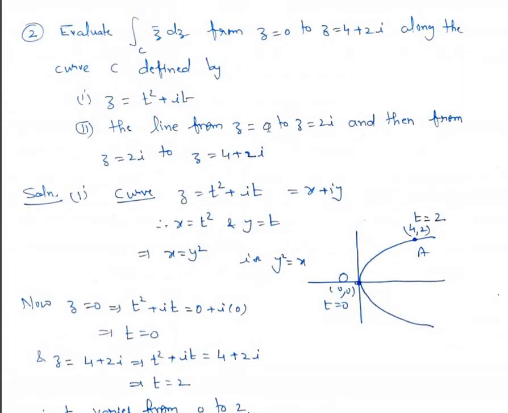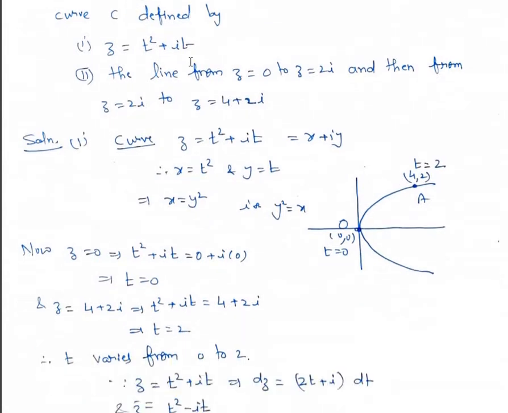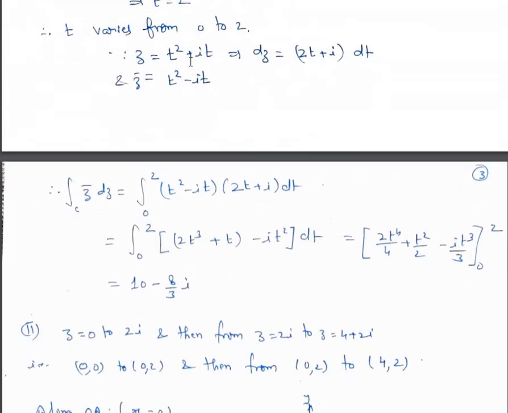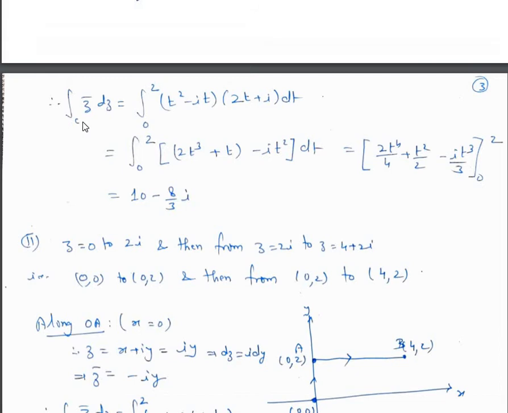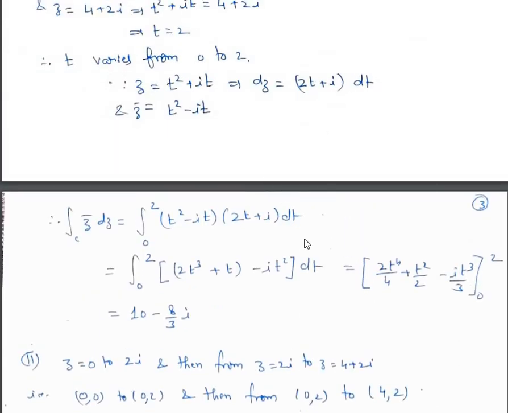Now we have to integrate the integral over C of z bar dz. Put the values. So the integral over C of z bar dz, converting into terms of t, where t varies from 0 to 2. In place of z bar, write t square minus it. In place of dz, write 2t plus i into dt.